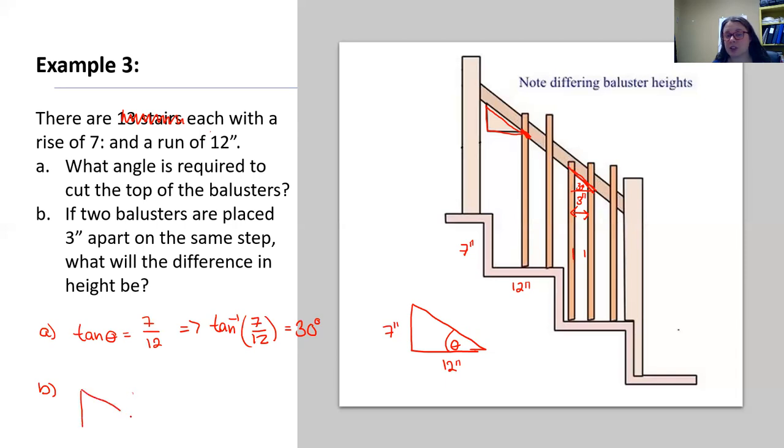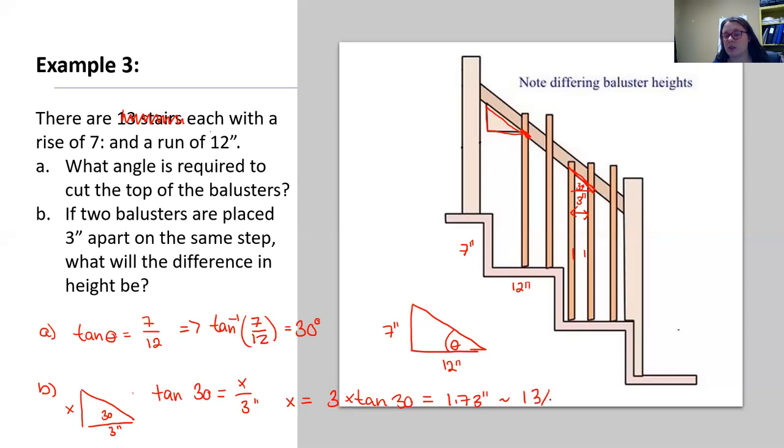So we'll just do a little sketch. We know it's a 30-degree angle. And we know there's 3 inches between. And we want to know what's the difference in height. So again, we're using tan. So the tan of 30 is equal to opposite, which is our x, over adjacent, which is 3. And the difference in height is going to be 3 times the tan of 30, which gives me 1.73 inches. And if you wanted to put it into a fraction form, you would get 1 3/4.